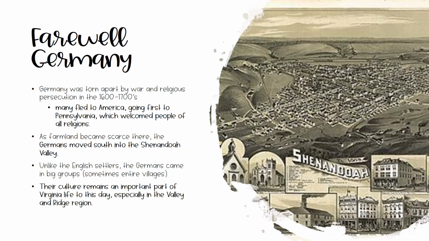The 1600s and 1700s were terrible years in parts of Europe, especially in Germany, which was torn apart by war and religious persecution. Like the Scots-Irish, many Germans fled to America, going first to Pennsylvania, which welcomed people of all religions. As farmland became scarce there, the Germans moved south into the Shenandoah Valley. Unlike the English settlers, the Germans came in big groups. Sometimes entire villages arrived together. Their culture remains an important part of Virginia life to this day, especially in the Valley and Ridge region.